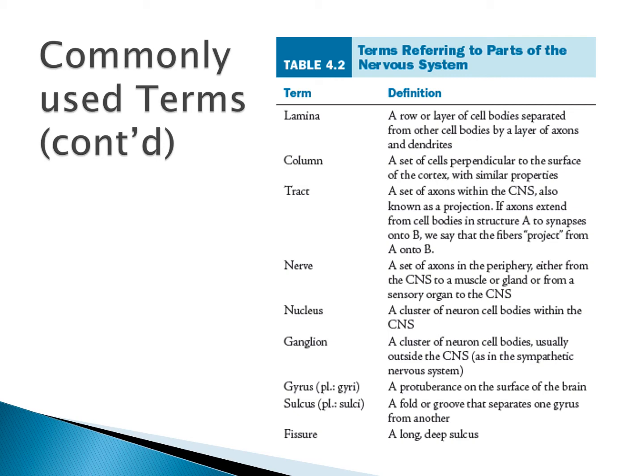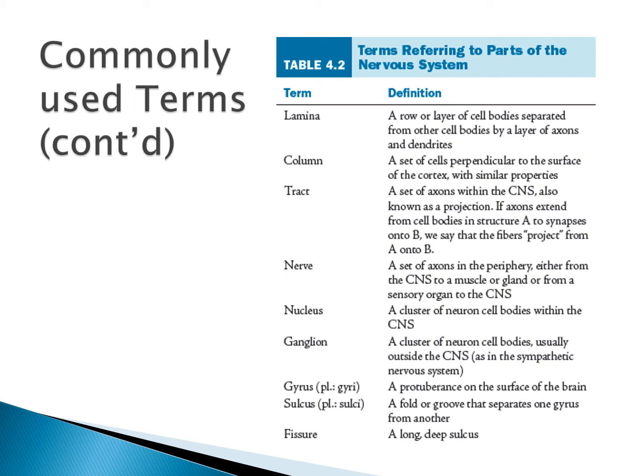Tracts, I'll talk about white matter tracts, so those axons within the central nervous system. Nerves, a set of axons in the periphery, either from the central nervous system to a muscle or gland, or from a sensory organ to the central nervous system. Nucleus, a cluster of neuron cell bodies within the central nervous system. A ganglion, I'm going to go ahead and use that one today quite a bit. These are clusters of neuron cell bodies that are outside of the central nervous system.